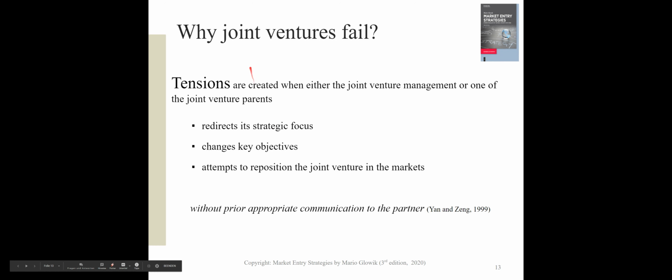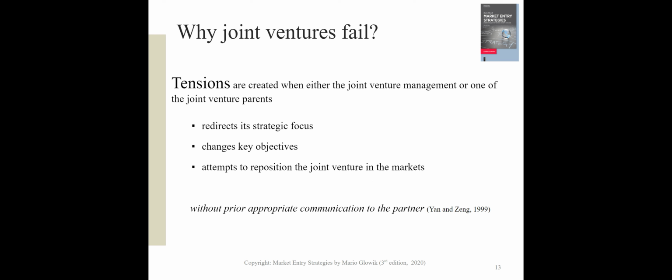There are further reasons why joint ventures fail. For example, tensions which are created when either the joint venture management or the management of the joint venture parents redirects its own strategic business focus, changes key objectives related to the joint venture, or attempts to reposition the joint venture in the markets.